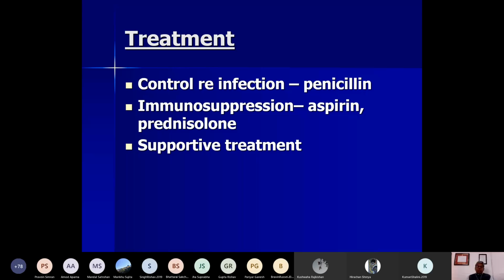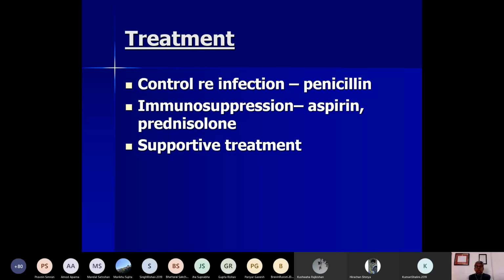Both of these drugs suppress the immune response, and thereby limit the damage which can occur to the joint or to the heart. Therefore, if you diagnose early, you must institute early immunosuppressive therapy and continue it for adequate time to make sure that chronic effects on the heart are prevented.